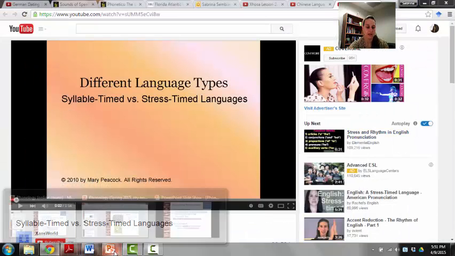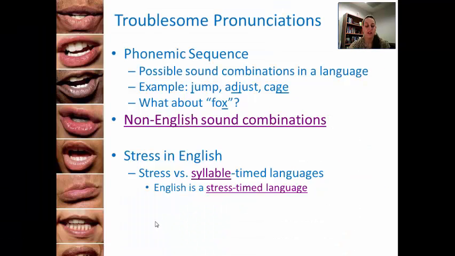Okay, so let's continue where we left off. Hopefully now you have understood the difference between stress-timed languages, which includes English, and syllable-timed languages, such as Mandarin. The difference also with English as being a stress-timed language is that content words are the words that are stressed. Function words are those that are not stressed. And so content words include things like verbs, adjectives, adverbs, nouns, and those are the words that are stressed.